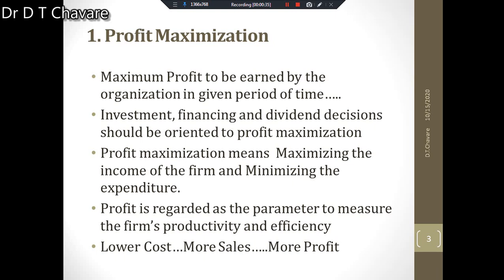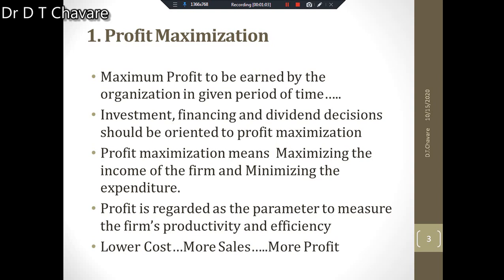Now we are going to consider the meaning of profit maximization. Maximum profit to be earned by the organization. Try to understand: the maximum profit to be earned by the organization in a given period of time. This is the objective of profit maximization. The term denotes the maximum profit to be earned by the organization.